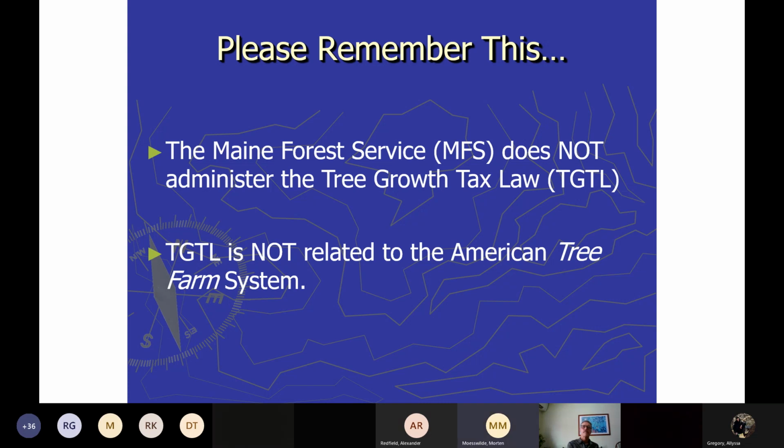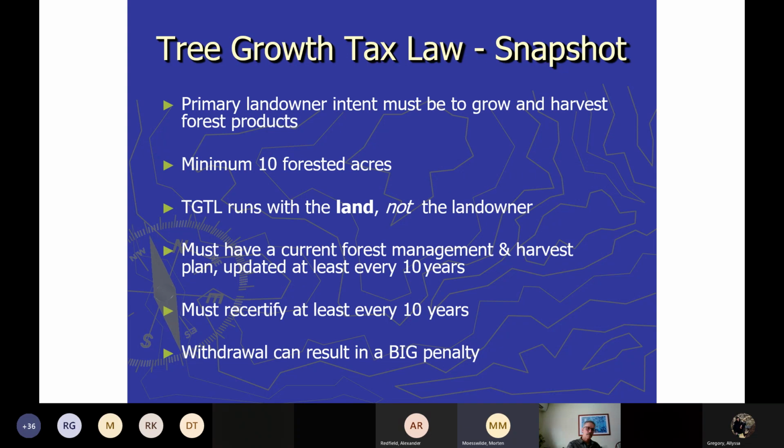So here's a snapshot of what the requirements are for land enrolled in the tree growth tax law. One of the key features that people need to understand is that by law, the primary intent of the landowner who enrolls land in tree growth must be to grow and ultimately harvest commercial forest products on the enrolled land. So that is, again, in keeping with the purpose statement of tree growth. The landowner must have the intent to grow and ultimately harvest commercial forest products. The minimum acreage is 10 forested acres. That's a baseline and important to keep in mind.